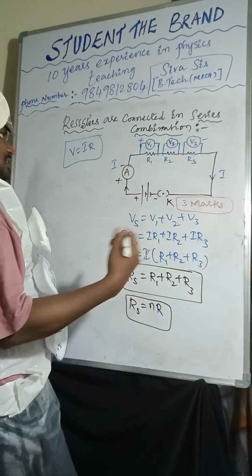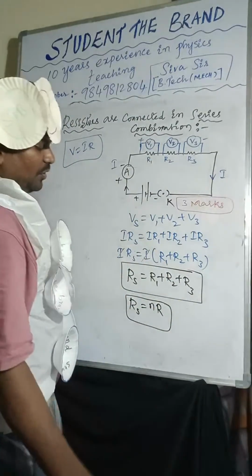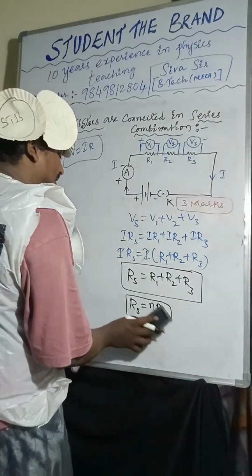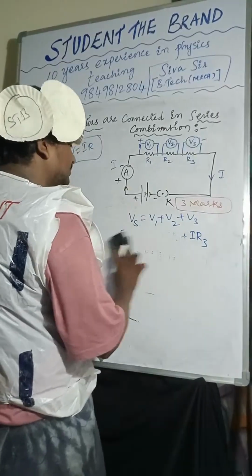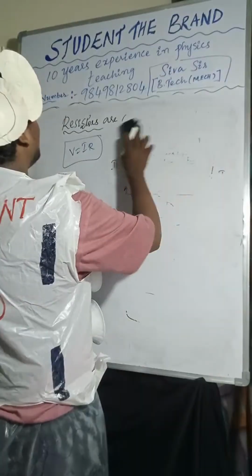That's enough. So that is about resistors connected in series combination. Now I am going for resistors connected in parallel combination.